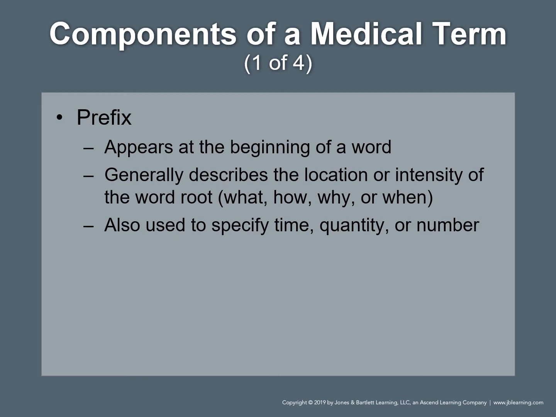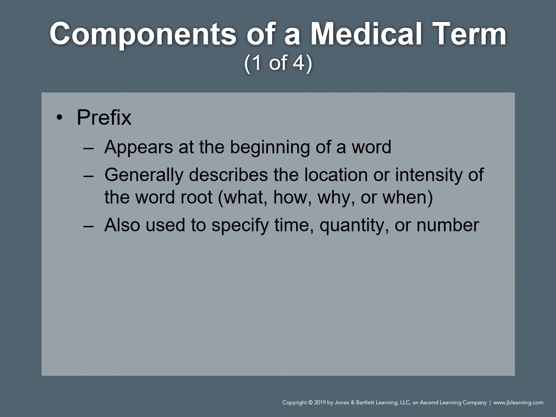So the prefix, this appears at the beginning of the word. It generally describes the location or intensity of the word root that follows. It also is used to specify time or to indicate uncountable quantities. It changes the meaning of the medical term as a whole by describing the what, how, why, or when of the root. So some examples of this would be sub. Sub means below. Cutaneous means skin. So the word subcutaneous would mean below the skin.